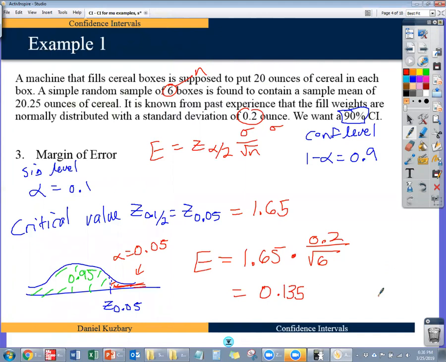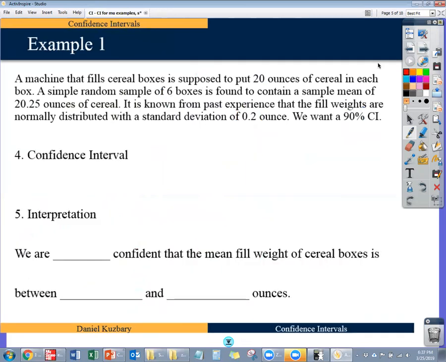The really challenging part is finding the critical value, which I showed you an example of in the last video, and I also have another example here of how to find the critical value. So my margin of error is E equals 0.135. My point estimate was 20.25. Maybe I'll round that to 2 decimals.